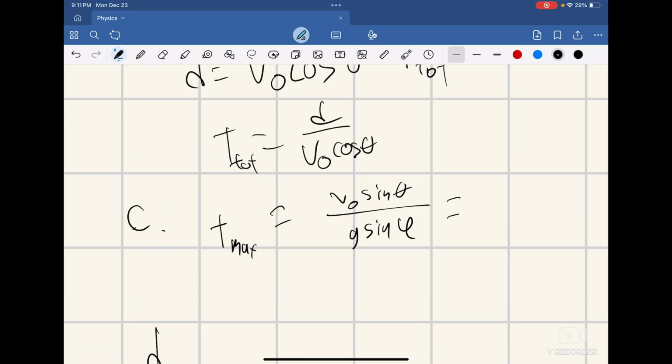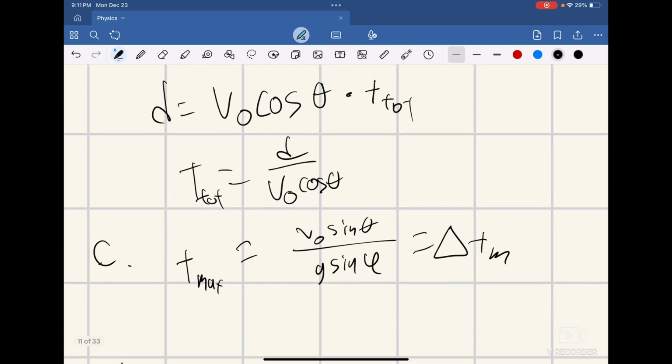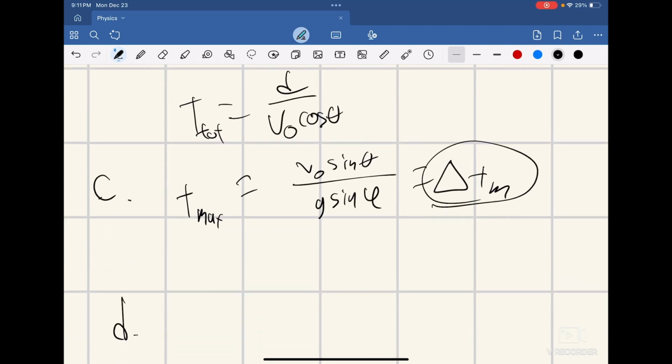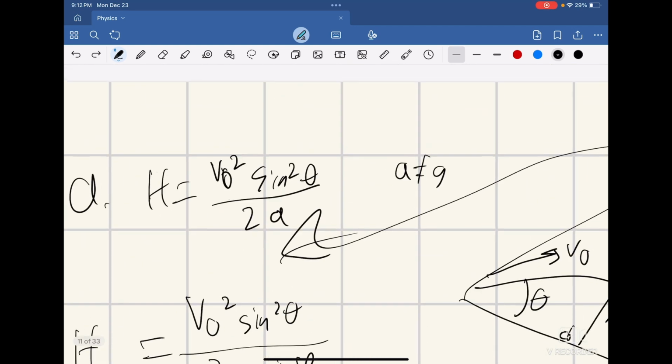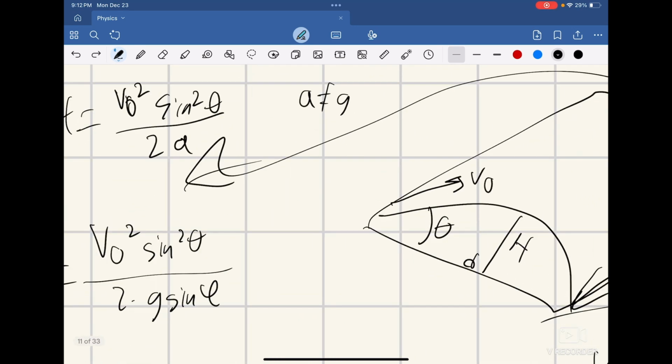Alright, for part D, we're asked to find, if the answer to part C is delta Tm, what's the time necessary to hit the target? So in terms of delta Tm, what is the time needed for the ball to go from here to here?